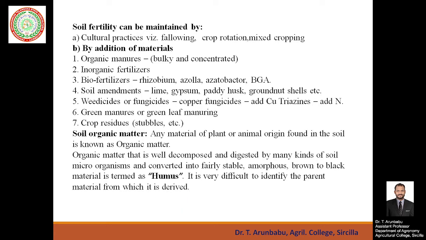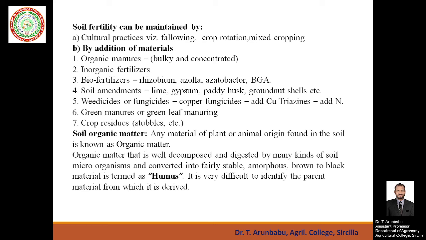And soil fertility can be maintained by following different practices. The first one is cultural practices. First one, fallowing. So without cultivation, the soil may be kept fallow. It stops the nutrient loss. And by following crop rotation, so cereal followed by pulses or cereal followed by legumes, increases the soil fertility. And mixed cropping means cereal crops with pulses and oil seeds; these all generally increase the soil fertility.